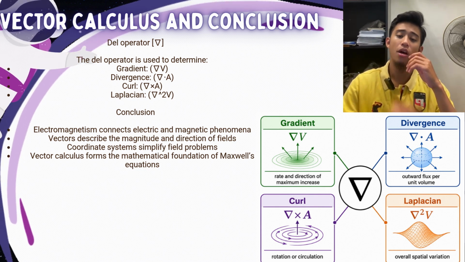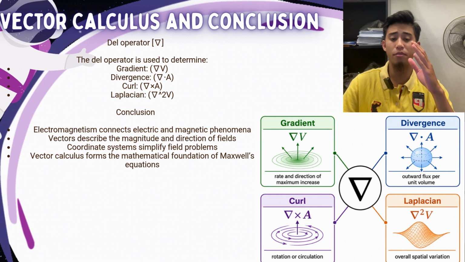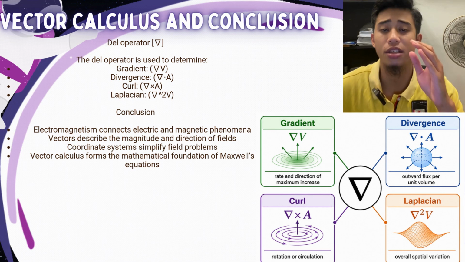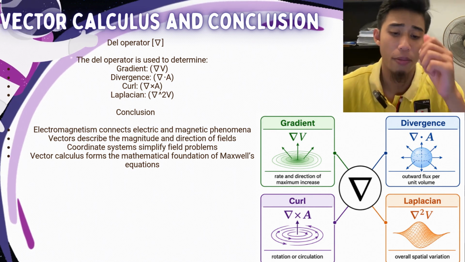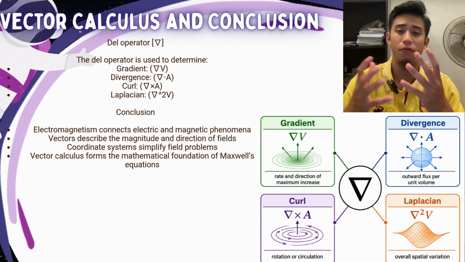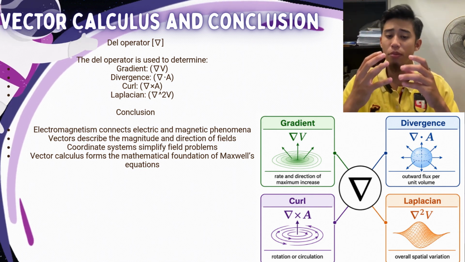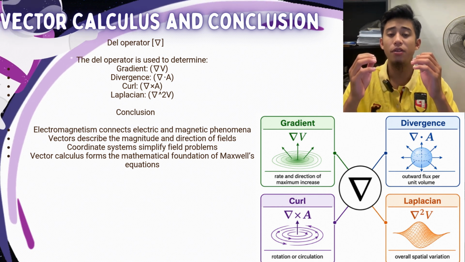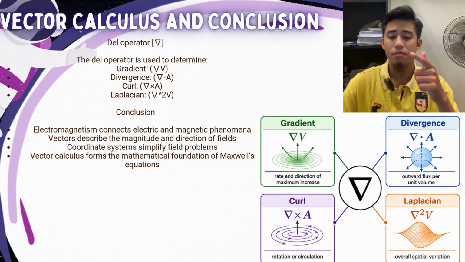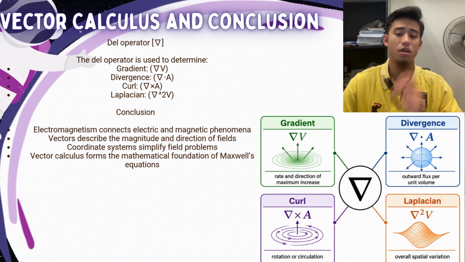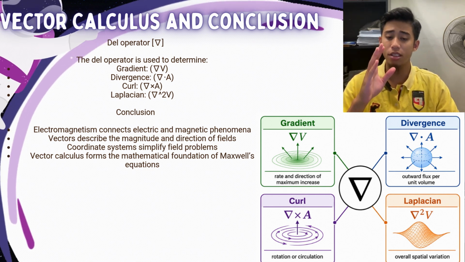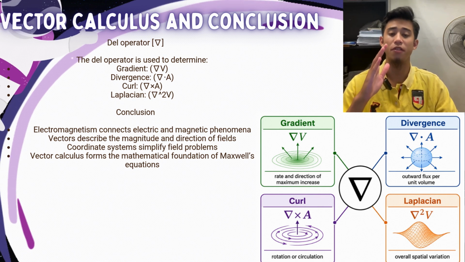These mathematical tools are used in Maxwell's equations, which summarize the fundamental relationship between electric fields, magnetic fields, electric charges, and electric currents. Therefore, in conclusion, electromagnetism explains the relationship between electricity, magnetism, and electromagnetic waves, while vector analysis provides the mathematical language needed to describe these phenomena.